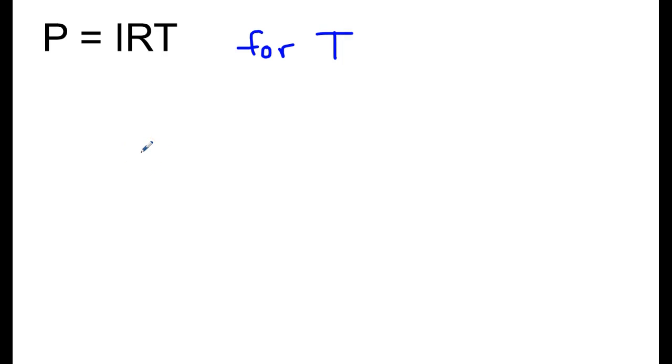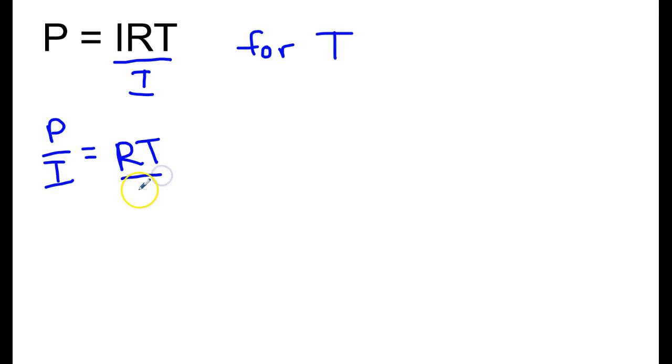So I think you guys could probably see that it doesn't matter if we solve for I or R or T. It's all going to be the same number of steps. So what we can do here is try it this way first. We'll divide both sides by I, and we get P over I equals RT.